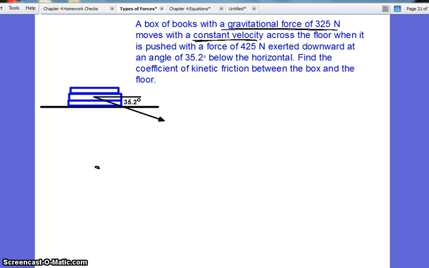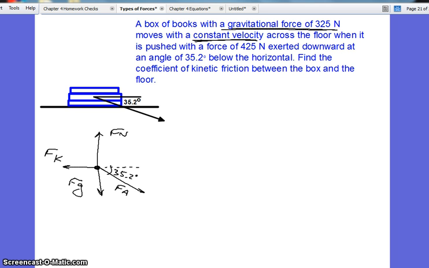We start the same way as we did before. We draw our free body diagram. We have a gravitational force, which is down, because we're on the earth. We're on a surface, so we have a normal force, which is up, perpendicular to the surface. We are pushing it slightly to the right, so that means there is friction to the left, parallel to the surface. It is moving, so it is kinetic friction, not static friction. And then we have this applied force, which is not just to the right, but down at 35.2 degrees. So we have our free body diagram.